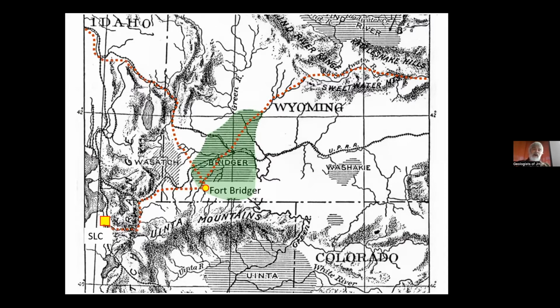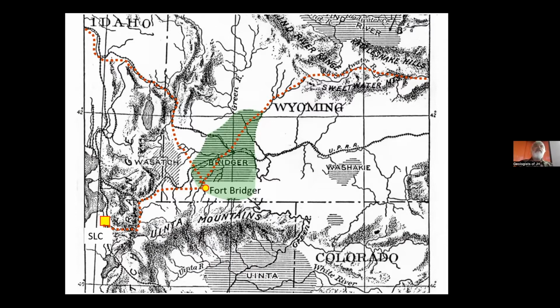Fort Bridger was where the immigrant trails came together, all three of them: the California and Oregon Trail, and also the Mormon Road went through it. And for a while, the Mormons owned Fort Bridger. And it was in this area here.